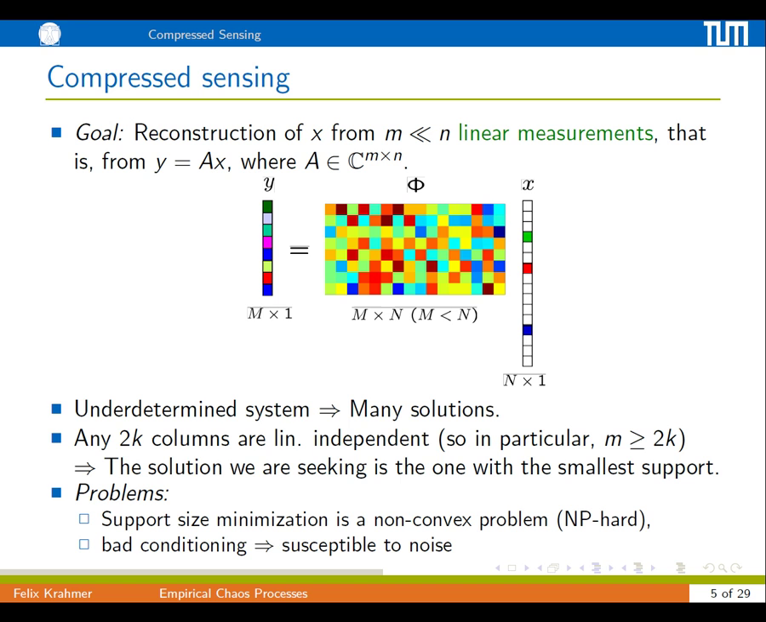would be the maximum singular value of A and the minimum singular value. So what does it mean to be well conditioned? It means that this quantity is small, which means the maximum and the minimum value are close together.